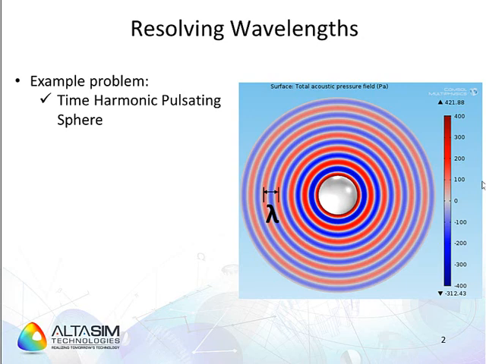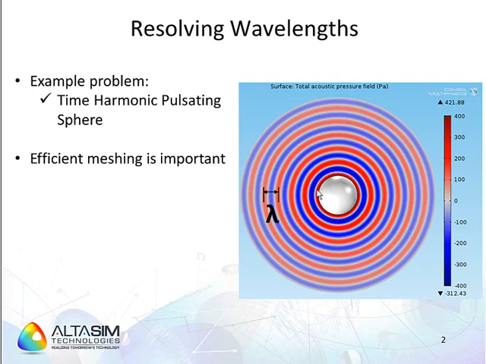The example problem that I will use to demonstrate this tip is that of a time harmonic pulsating sphere. This is a pressure acoustics problem solved in the frequency domain. The small solid sphere in the center pulses at a velocity of 1 meter per second at a frequency of 250 kilohertz. The spherical wave pattern that results in the air domain surrounding the sphere is shown in the image.